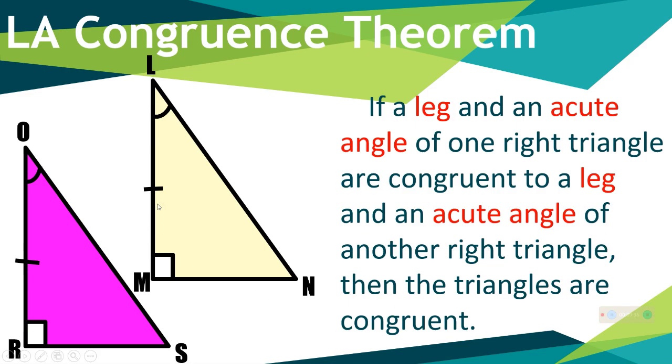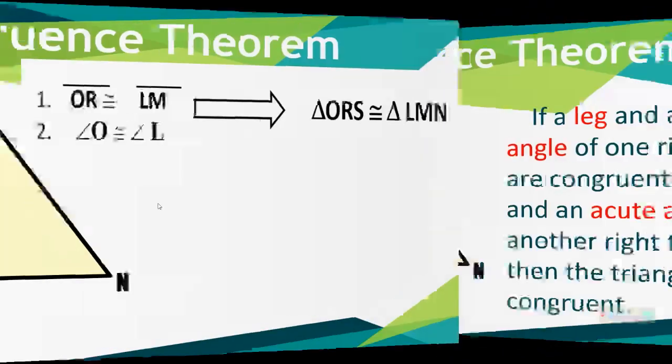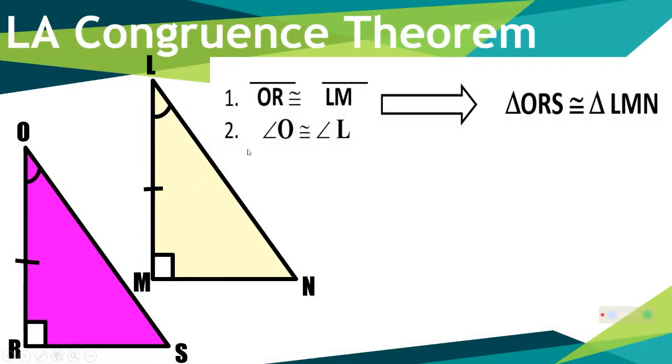Okay? So, as you have seen in the figure. Let's have the proof. We have here segment OR congruent to segment LM, so as our leg. And then, angle O is congruent to angle L as our acute angle. So, that's why triangle ORS is congruent to triangle LMN by using the LA congruence theorem.